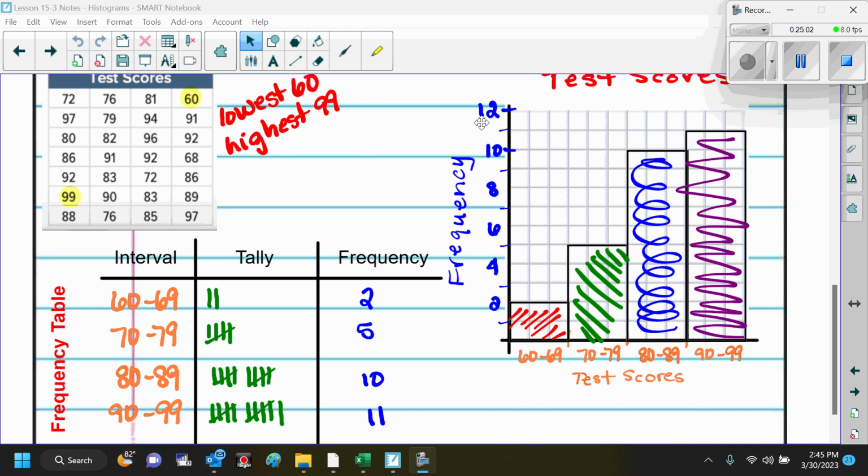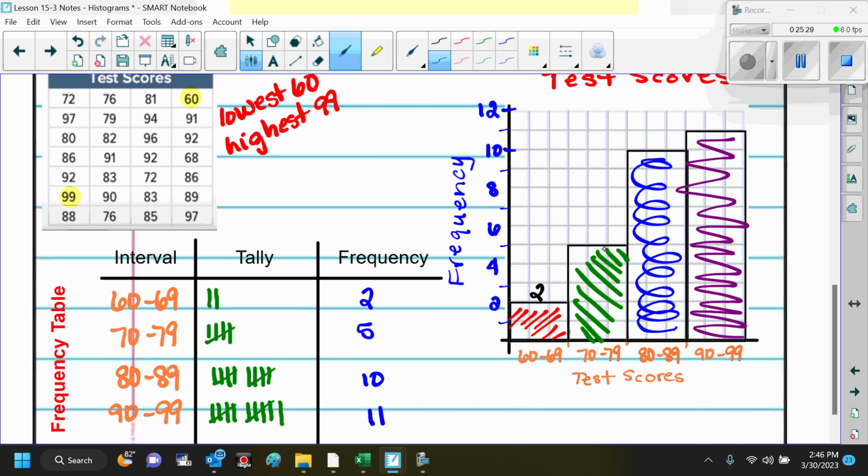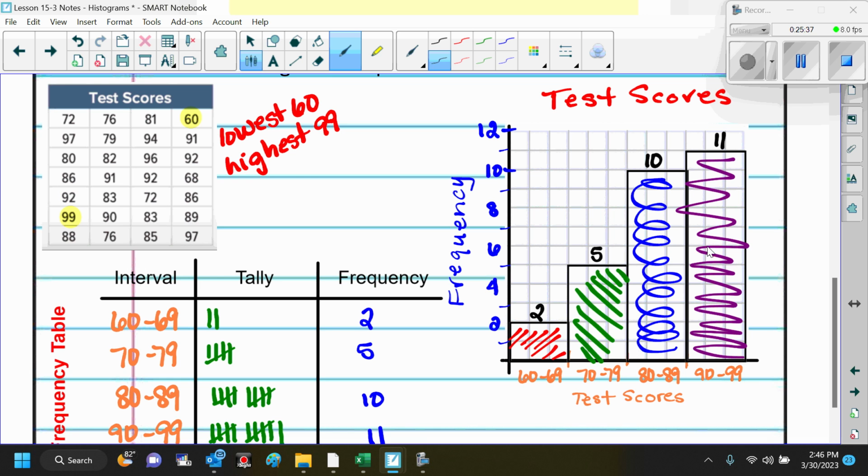Okay, and then I put the bars in. So there's two students got a D. 5 students got a C. 10 students got a B. And 11 students got an A. Okay? And if you want, you could also put those numbers at the top of the bar. So here this is 2, this is 5, this is 10, and this is 11. And of course, there's my title up there. I forgot to say that. The test scores. And this is your histogram.